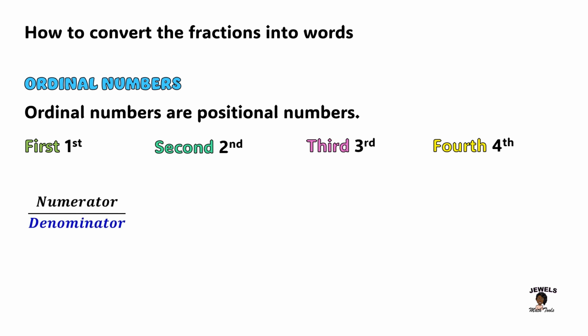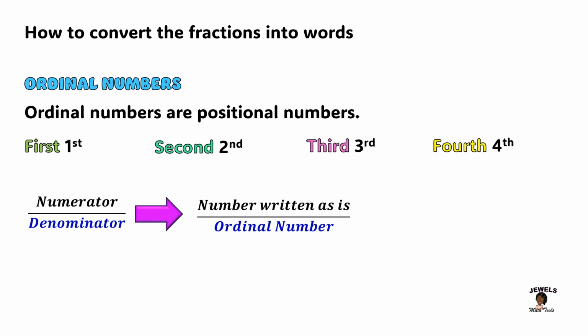Now whenever you are given a fraction, the first thing you need to remember is that your numerator is always written as is. So whatever the number is in the numerator, you will write that number back just as it is. Now when it comes to the denominator is where the ordinal number is used. So the number in the denominator will be changed into your ordinal number. Now this is not the final step.